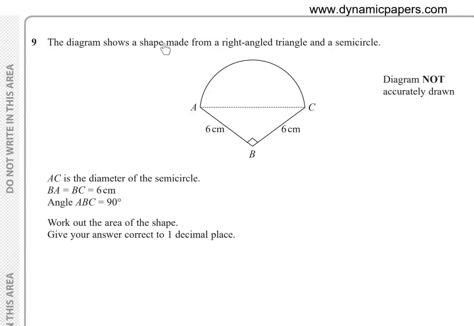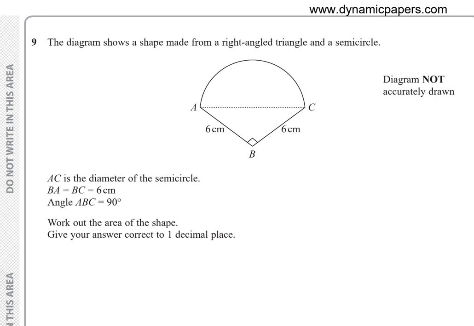Number 9. The diagram shows a shape made from a right angle triangle and a semicircle. AC is the diameter of the semicircle. BA equals BC equals 6 centimeters. Angle ABC equals 90 degrees. Work out the area of the shape. Give your answer correct to one decimal place.